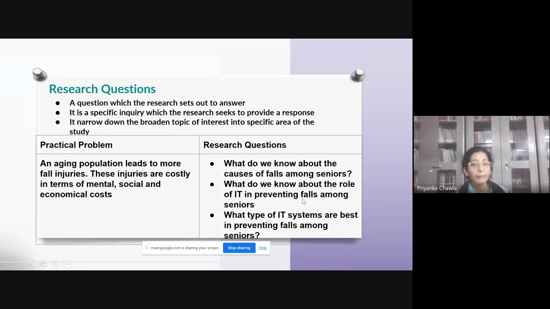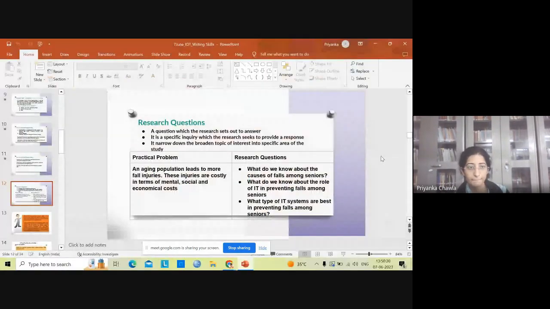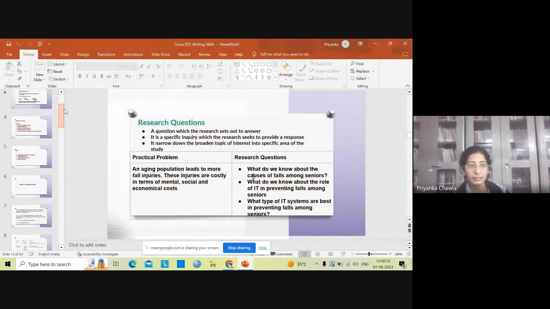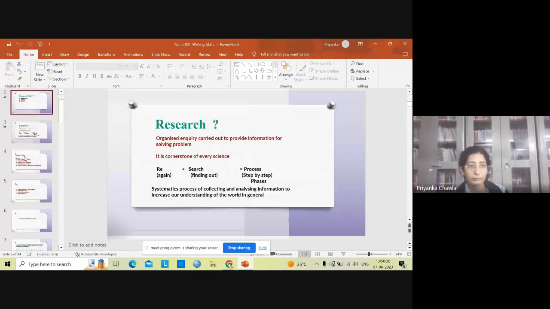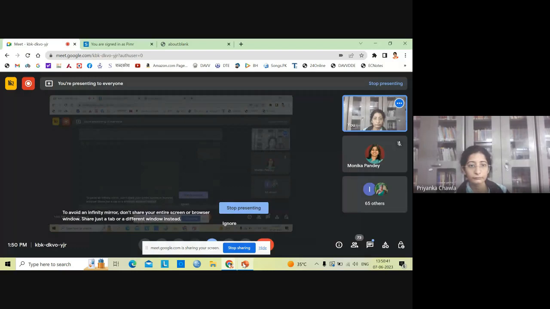Based on these questions, we analyze, we continue with our study, and we formulate the hypothesis. Based on the research question, we formulate our objective and hypothesis, and then we come up with the analysis part. I hope these conceptual skills are clear. Any problem in conceptual skill? Conceptual skill is clear. You should know the meaning of the concepts of the paper.